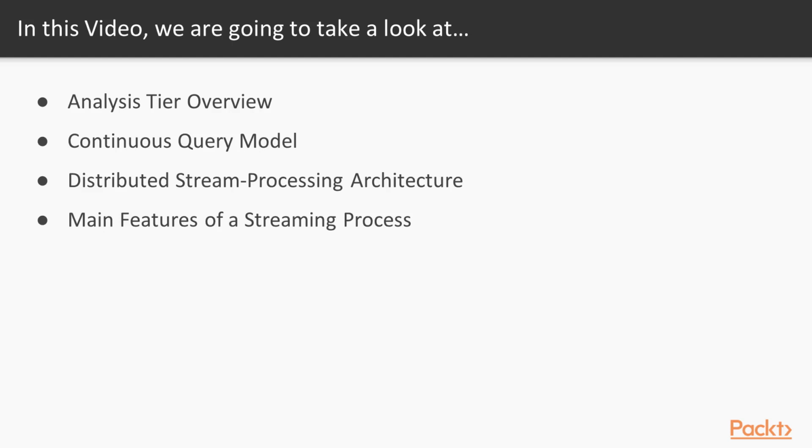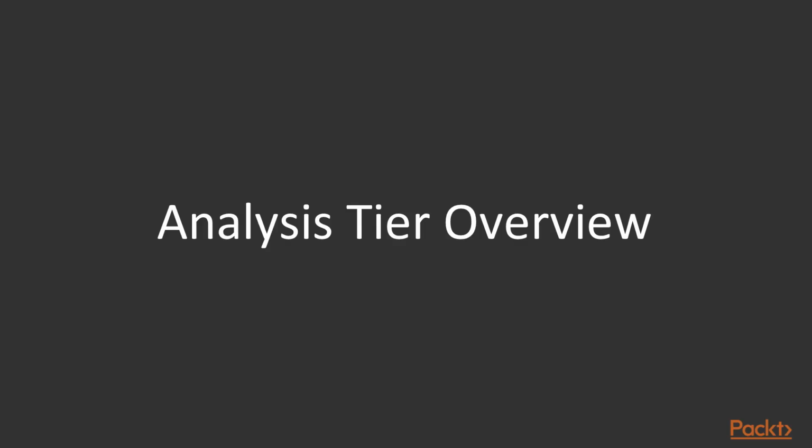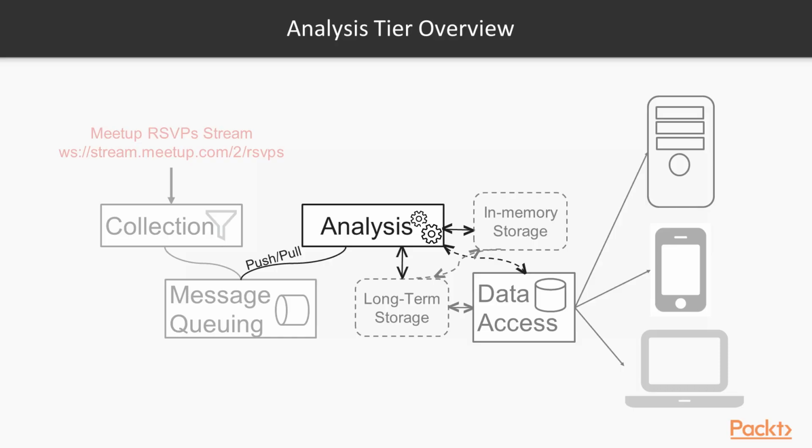In this video, we will cover the main conceptual aspects of an analysis tier. So let's start with the analysis tier overview. The analysis tier sits in the middle of our streaming pipeline. It is the superstar of the pipeline since it is the only tier that contains business logic for processing the data, while the rest of the tiers are used to transport or store the data.